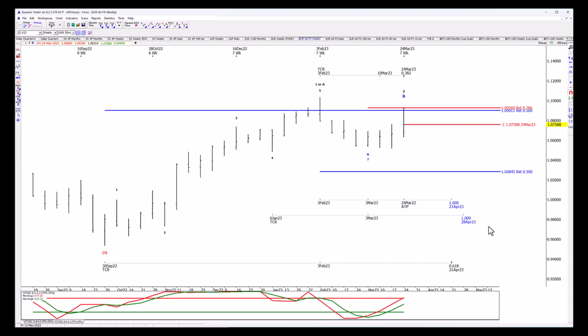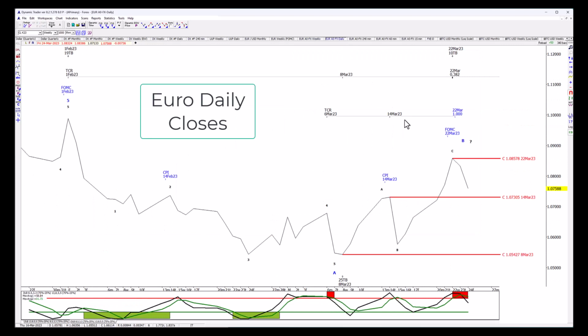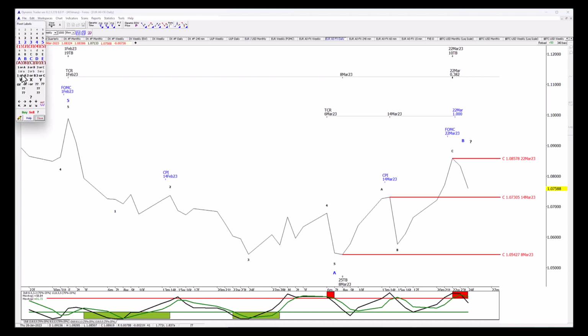Let's go to the daily data and see where we're at, keeping in mind probable A, B, and then we would probably have one more section to test or exceed this wave A low. So here's the Euro daily data, and it's the closing data. So the top here in February, I should put the 1 or A up here so we know from comparison of what was on the weekly chart.